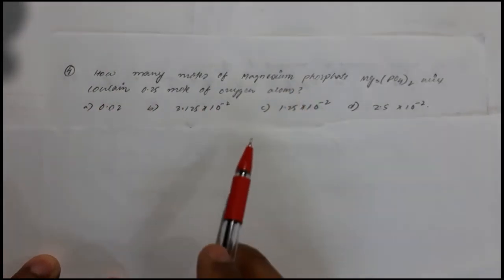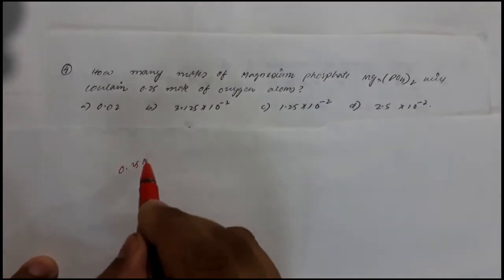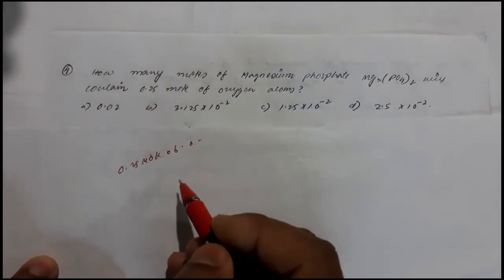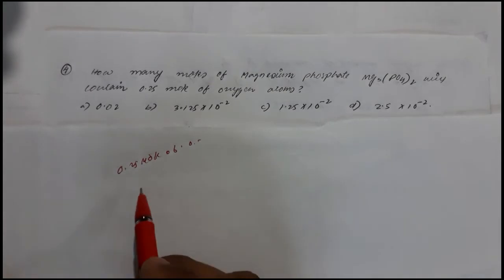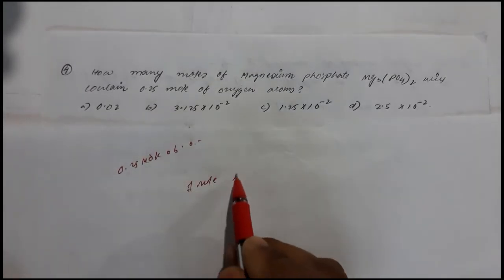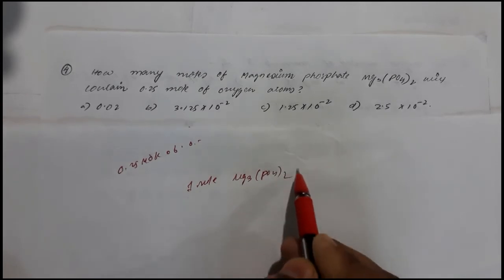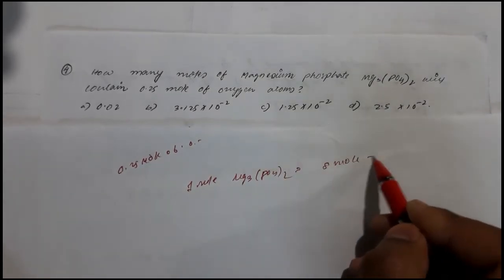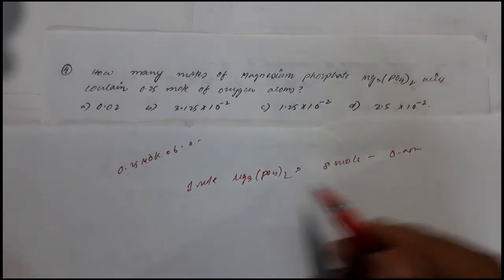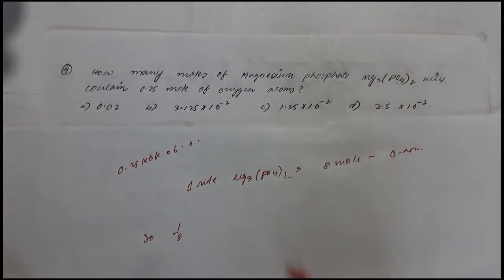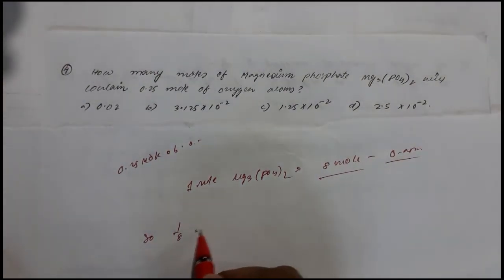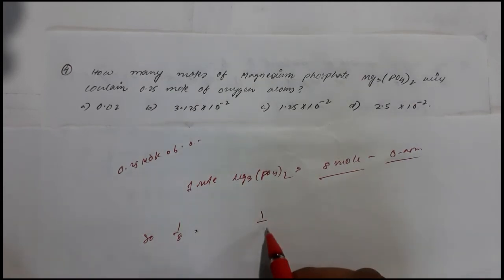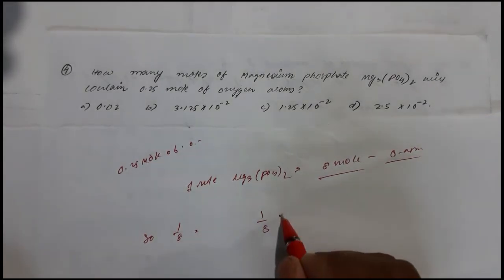Okay, so the next question: how many moles of magnesium phosphate will contain 0.25 mole of oxygen atoms? It's a very interesting question. Look, if you talk about 1 mole of magnesium phosphate, the number of oxygen is 8 mole of O atoms. So if you talk about 1 mole of oxygen atoms, this is 1/8 mole. Meaning mole of 1 oxygen atom equals 1/8 mole, right?